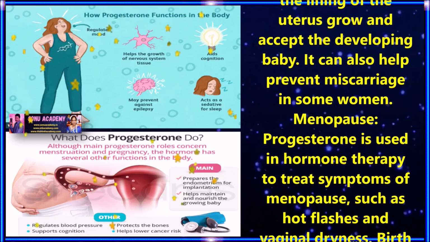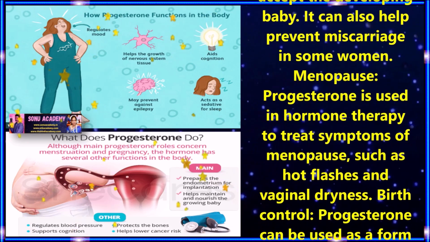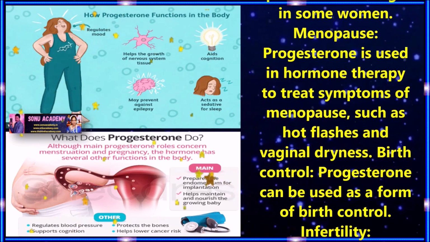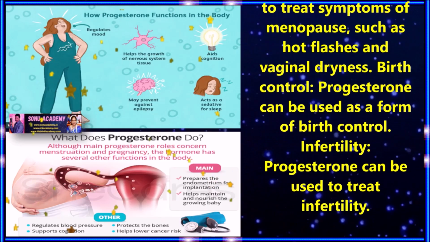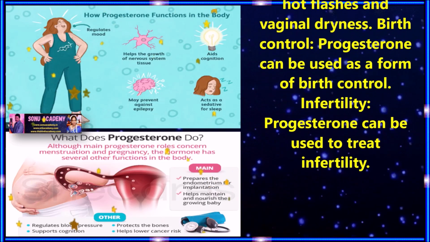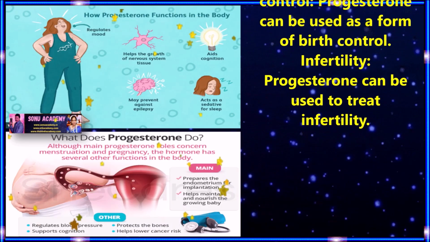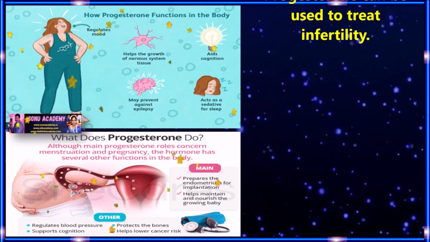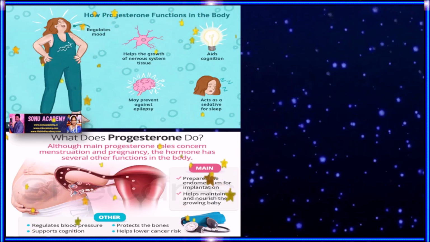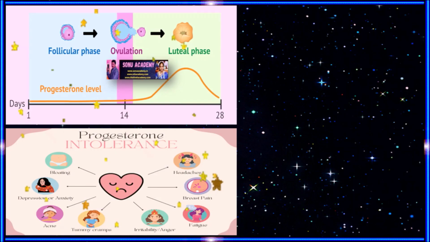Let's discuss how this hormone functions in menopause. In menopause, progesterone is used in hormone therapy to treat symptoms of menopause such as hot flashes and vaginal dryness. Birth control: progesterone hormone can be used as a form of birth control. Infertility: it can be used to treat infertility.